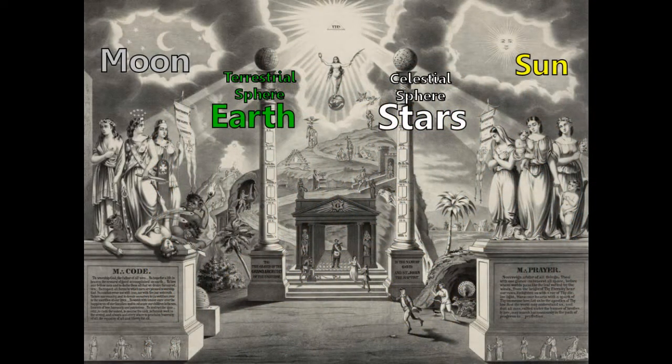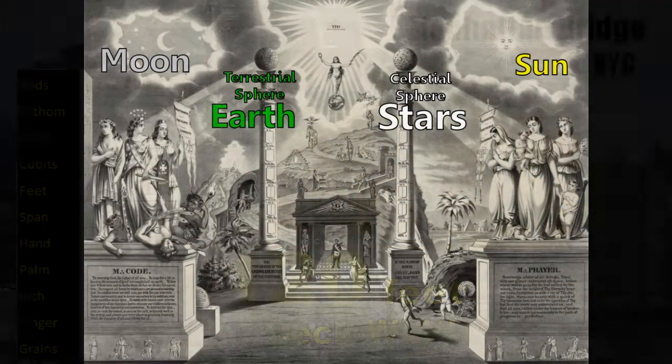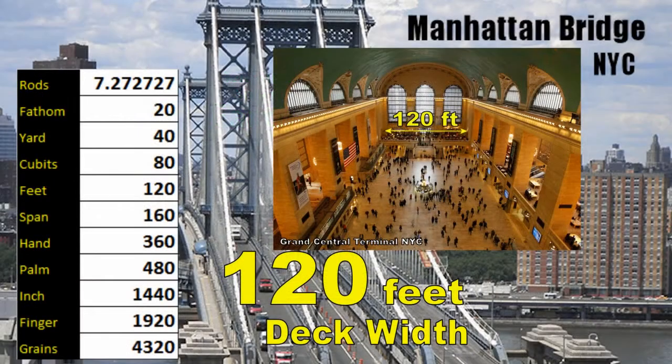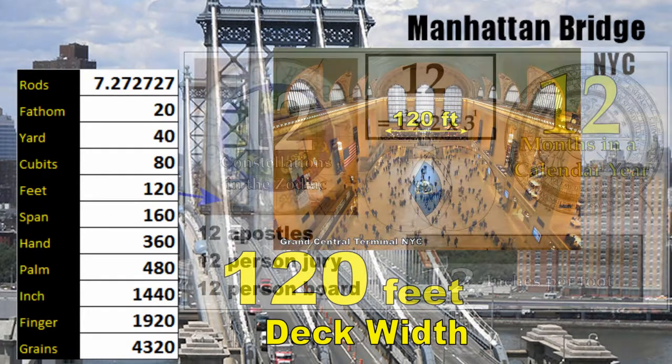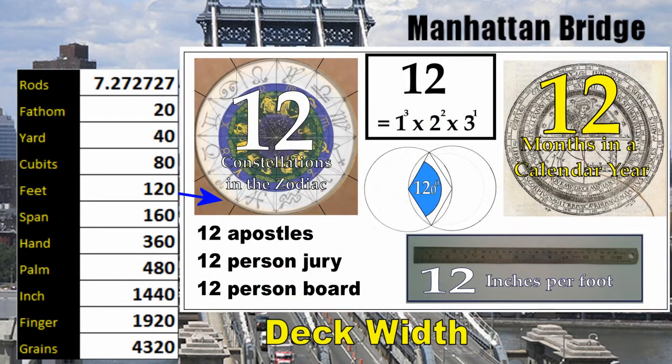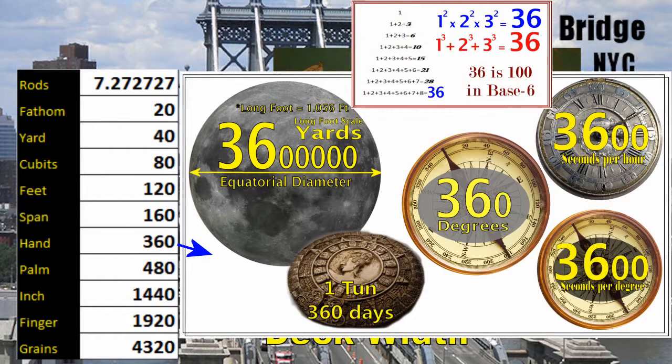And what's really happening is it's sun, earth, moon, and stars. Now, this is not the only aspect of it, but it is one which is more easily grasped. So we see the measure 120 feet. Well, that links us to 12 constellations in the zodiac precession, 12 months in the year. In the vesica, 12 inches per foot, and even 12 continues throughout history, the importance of 12 people in organisations, juries, etc. 12 apostles. At 360 hands, 360 degrees in the compass.